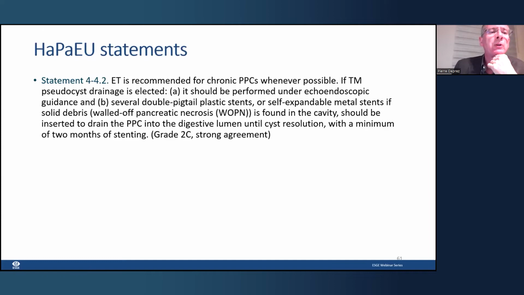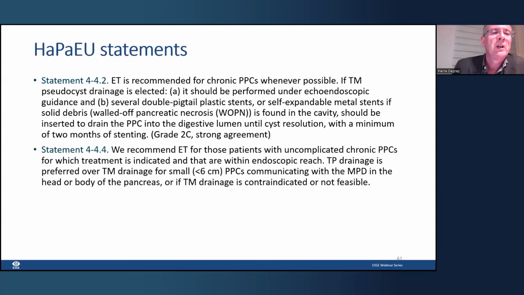The first recommendation about pseudocysts is that you should do endotherapy for chronic pseudocysts whenever possible. And if transmural drainage is elected, it should be performed under EUS guidance. Several double pigtail stents should be placed, or self-expandable stents or LAMS, maybe in case of solid debris. And these should be left in place until cyst resolution, with a minimum duration of 2 months of stenting.